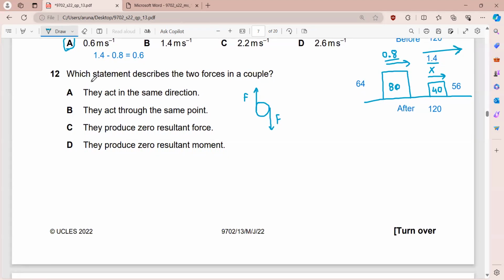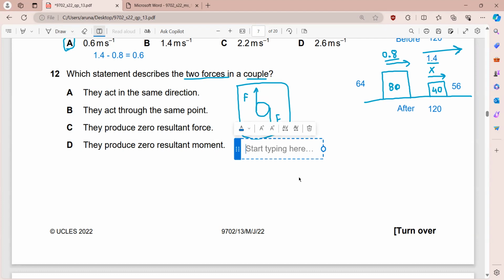Next, which statement describes two forces in a couple? When it comes to a couple, this is the only diagram you need to remember to understand what a couple is. So the two main points that you have to keep in mind when you look at this diagram is that the forces are equal in magnitude and that the forces are in opposite directions.